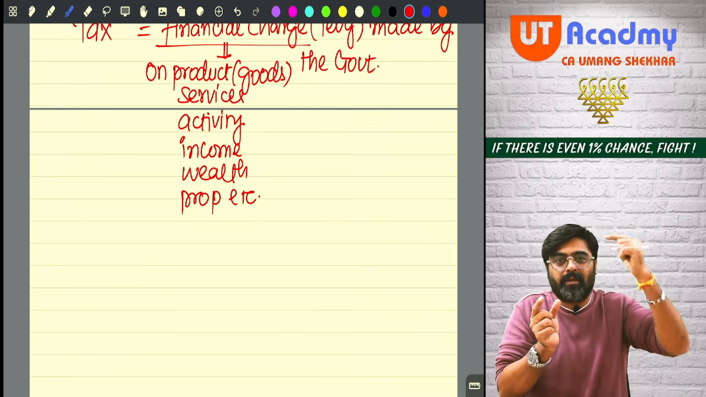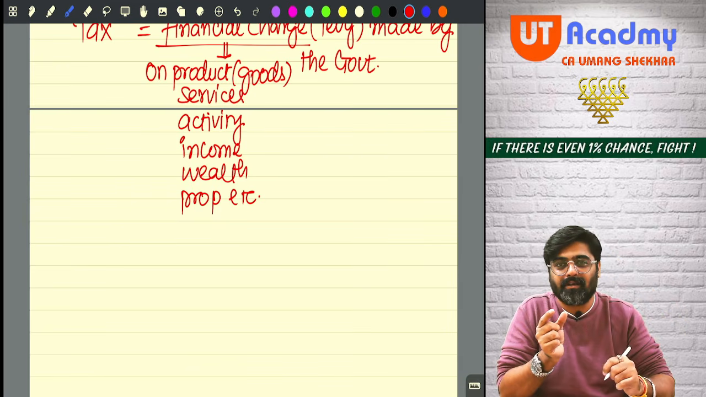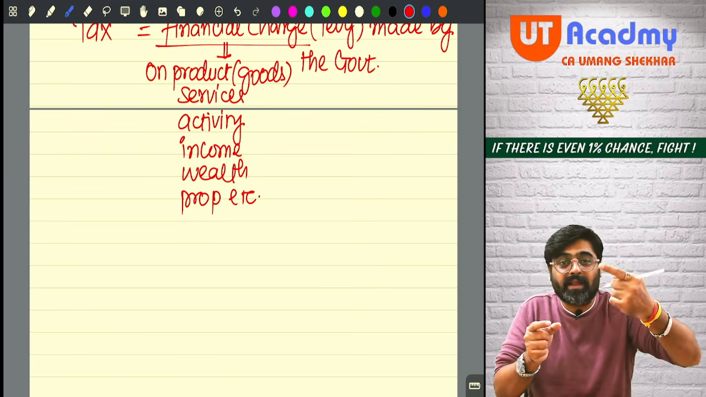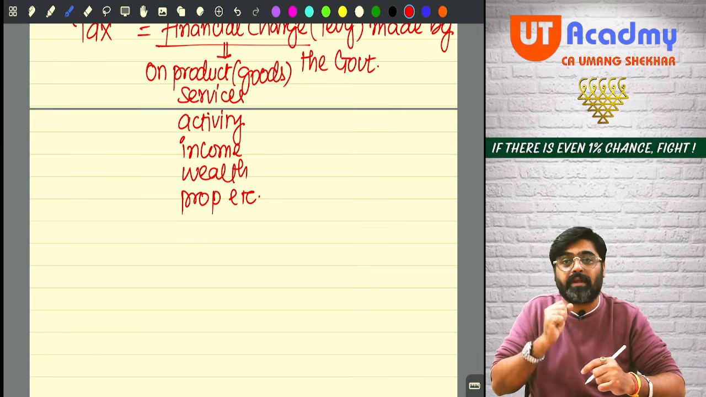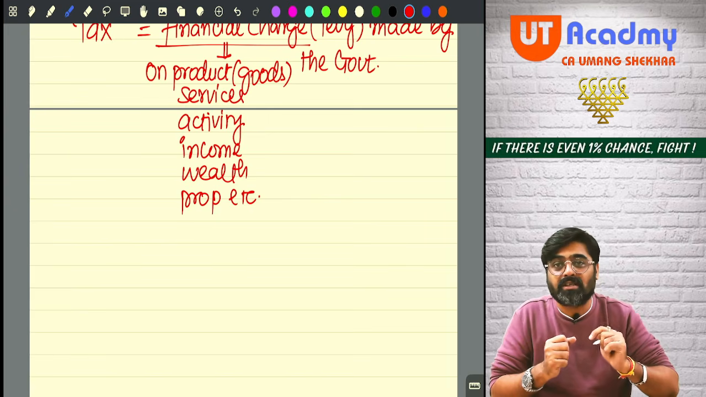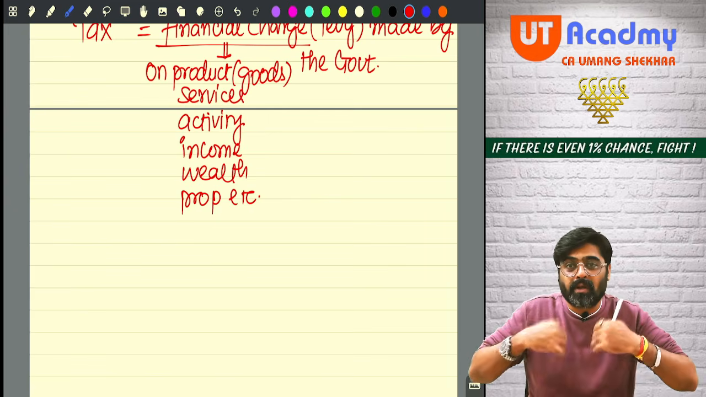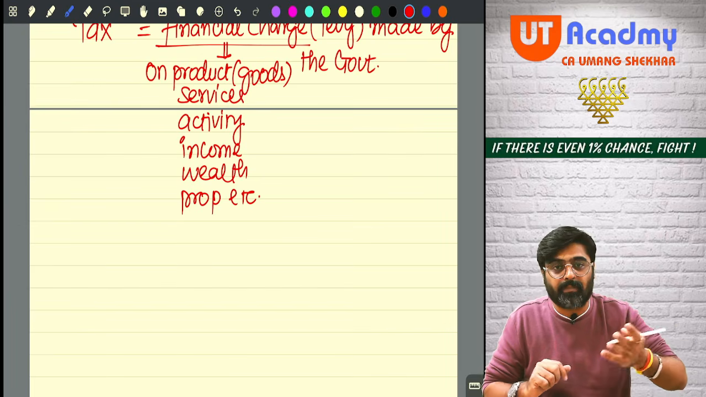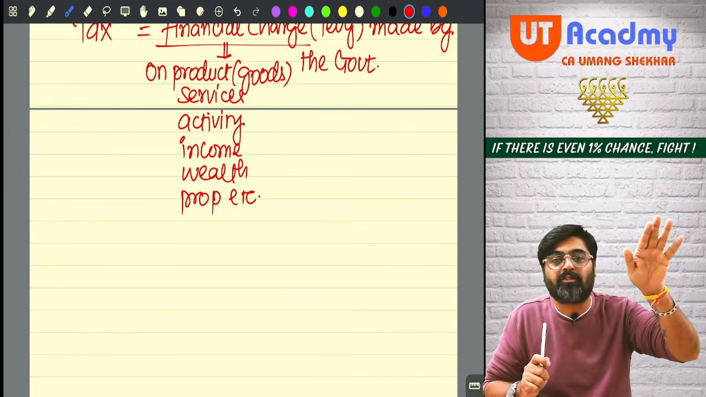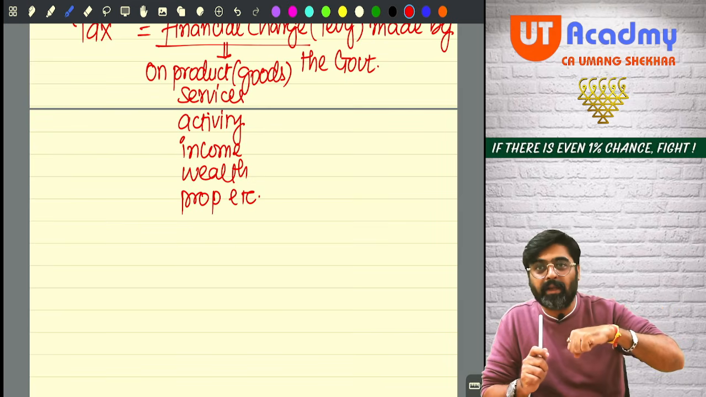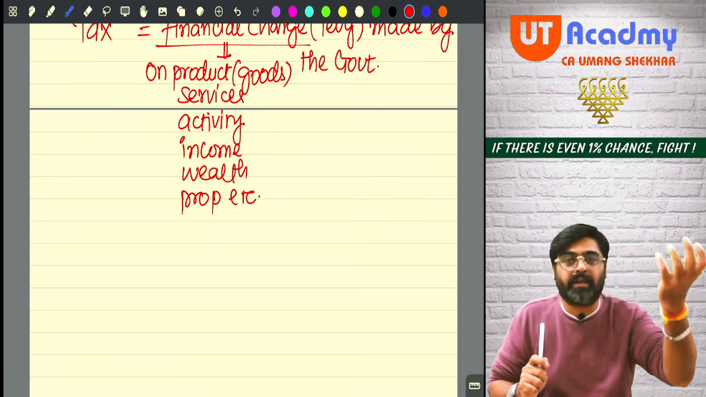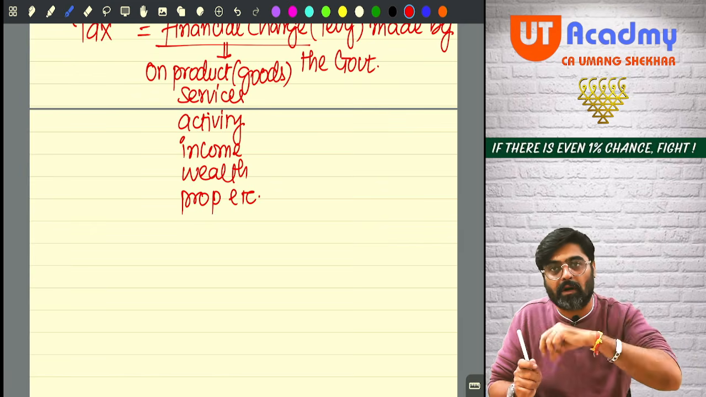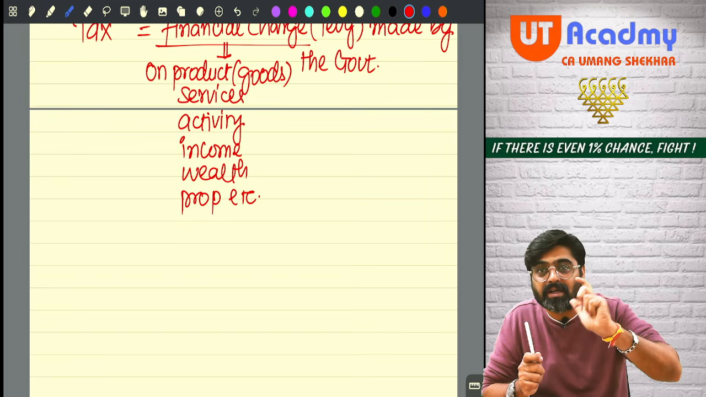On this income, the government is creating a financial charge by the government. There can be a financial charge on the services which I am taking. There can be a financial charge on the goods or product which I am consuming. There can be a financial charge on some activity. For example, if I am doing an activity of import and export, so importing the goods in Indian territory and exporting the goods out of the territory of India, this is an activity. On this import and export activity also the government might create a financial charge.